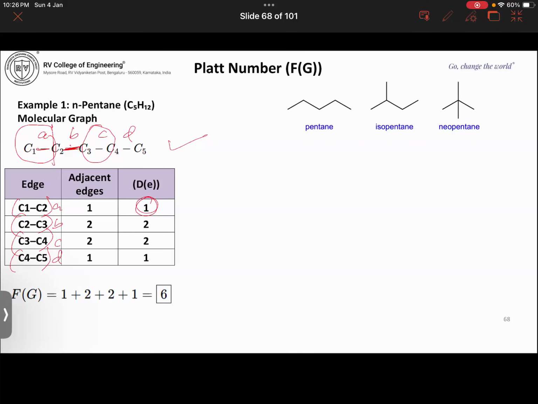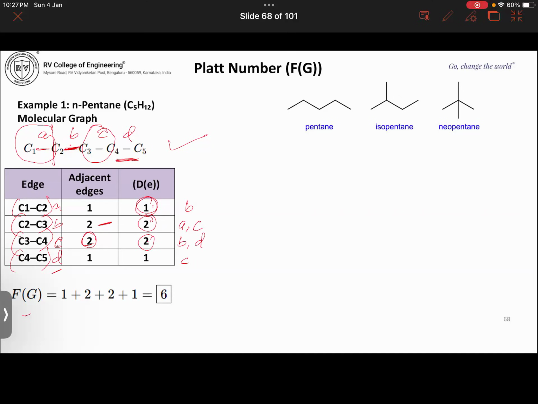So therefore adjacent edges are 2. Therefore the degree is 2. Similarly, for the edge C, that is C3, C4, it has 2 neighboring edges, that is C4, C5. For A the adjacent edge is B, and for B it is A, C. For the edge C, that is C3, C4, the adjacent edges are B and D, and for D the adjacent is only C. So therefore the degrees are 1, 2, 2, and 1.